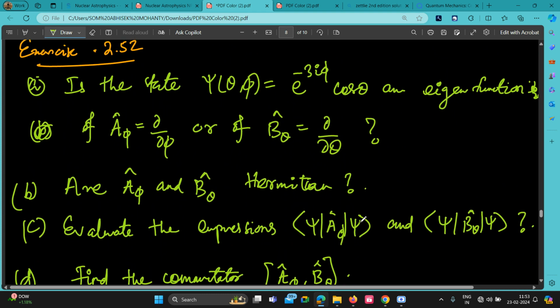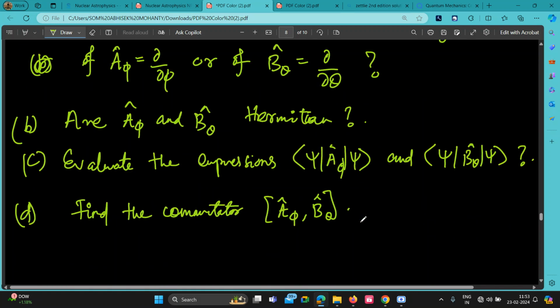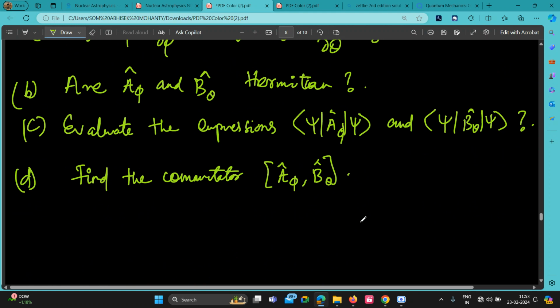Is the state psi theta phi equal to e to the power minus 3 I phi cos theta an eigenfunction of A phi equal to del by del phi or B theta equal to del by del theta? Are A phi and B theta Hermitian? Evaluate the expressions from this. Find the commutator of this. Let's try.